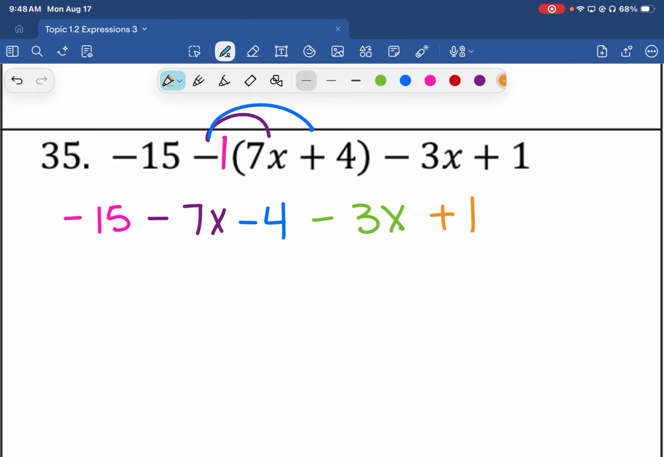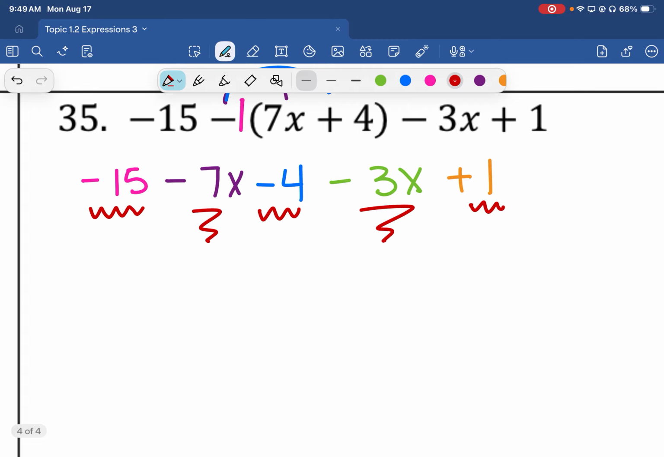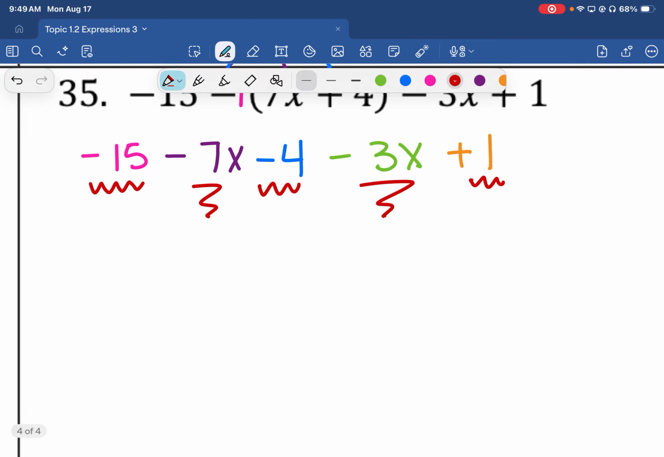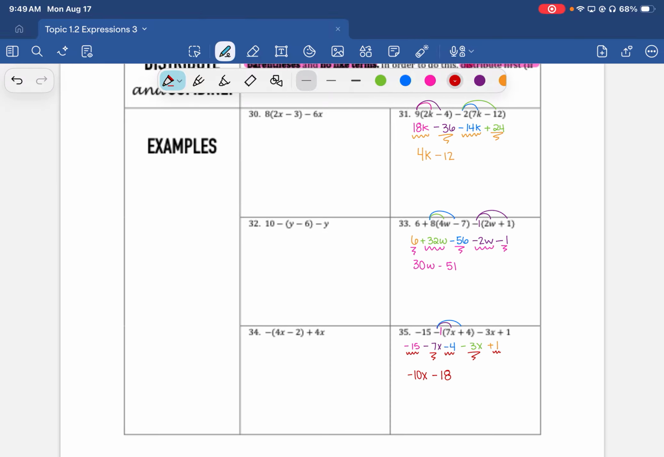Now, what is our like terms? Negative 15, negative 4, and plus 1, and then 7x and negative 3x. Now, to write my answer correctly, which one needs to go first? The x term. What is negative 7x minus 3x? And then what is negative 15 minus 4 plus 1? Negative 8. There we go. So I want y'all to go ahead and do those 3 even questions for me.